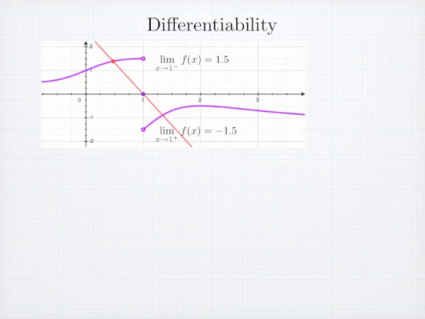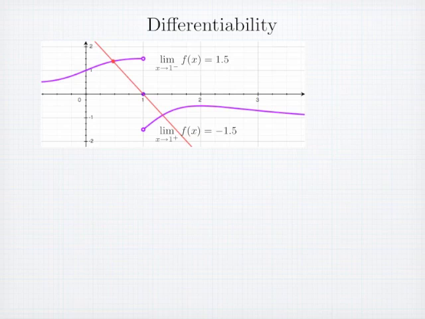In this second example, we have a jump discontinuity. We see it's a jump discontinuity because the limit from the left and the limit from the right of my function are different. If x approaches 1 from the left, my function has a limit of 1.5, the top piece of my function. If x approaches 1 from the right, my function has a limit of negative 1.5, the bottom branch. Because these two limits are different, I have a jump discontinuity.